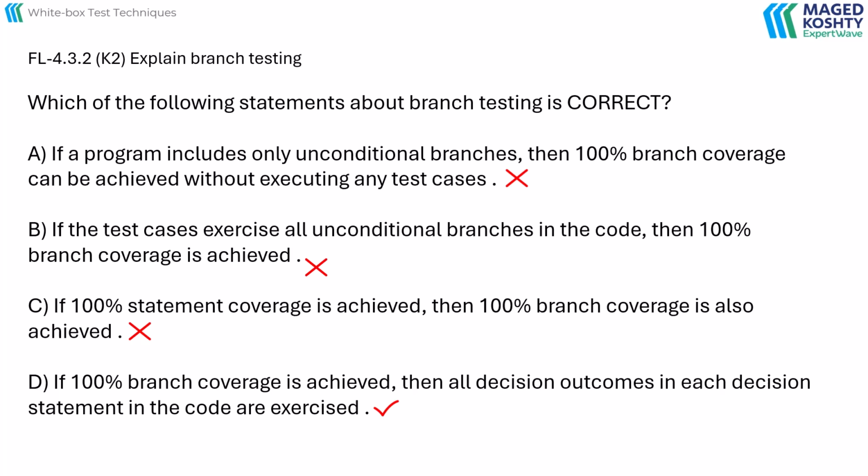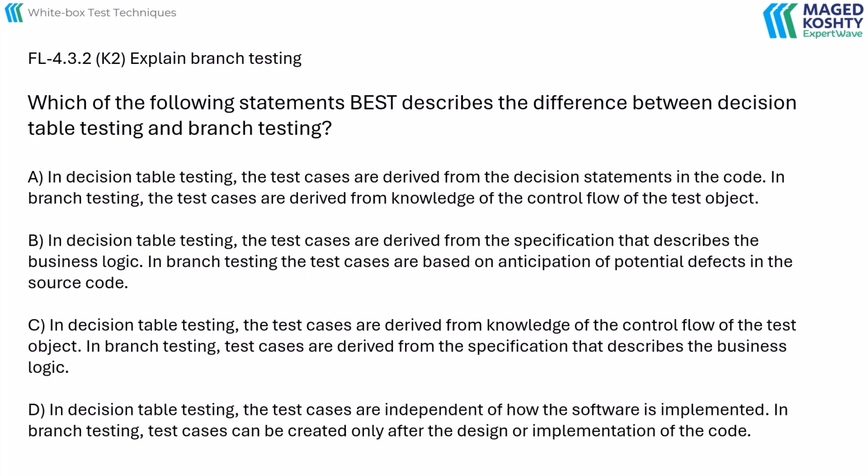Second question. Which of the following statements best describes the difference between decision table testing and branch testing? This should be an easy one. Decision table testing is a black box technique, while branch testing is a white box technique. A. In decision table testing, the test cases are derived from the decision statements in the code. This is incorrect. Test cases from decision table testing are derived from the specification.